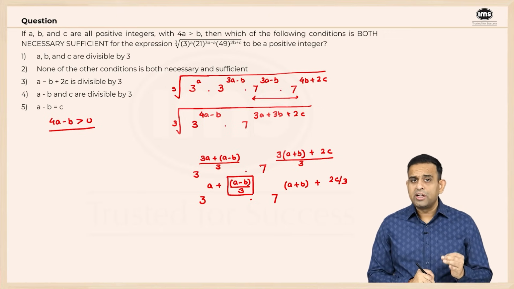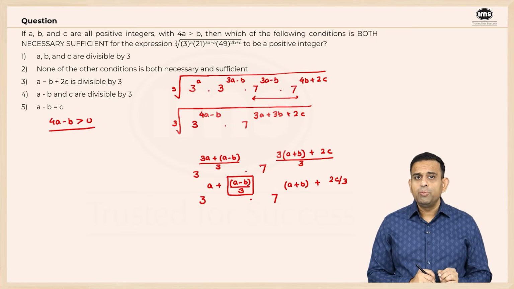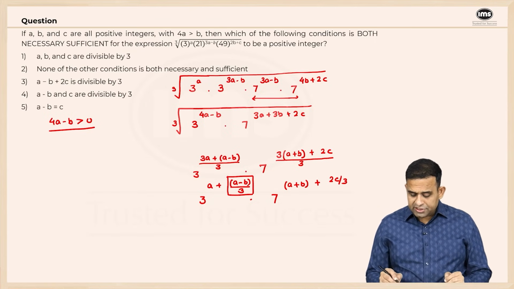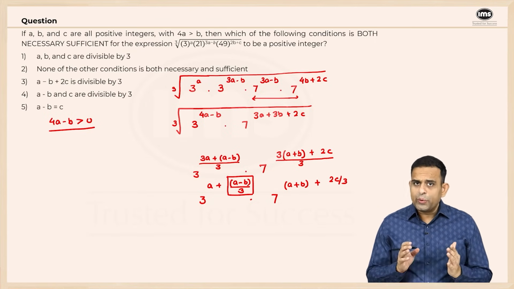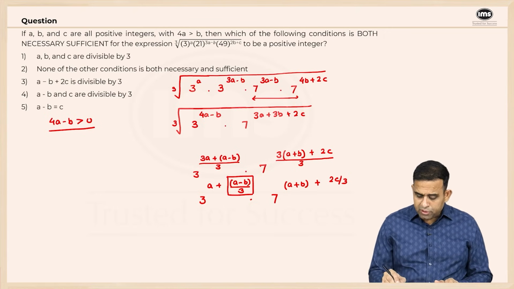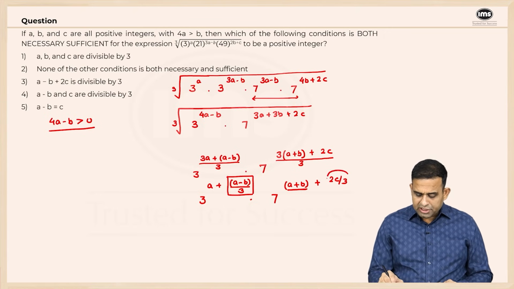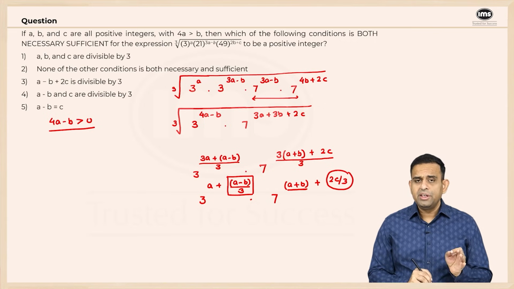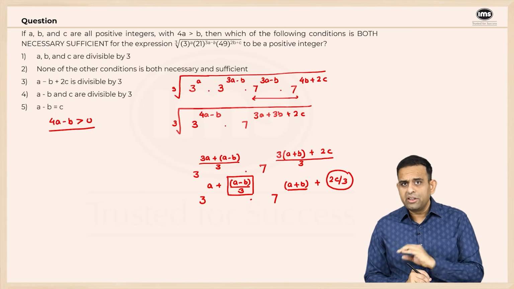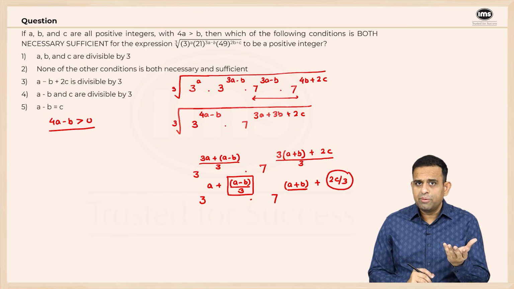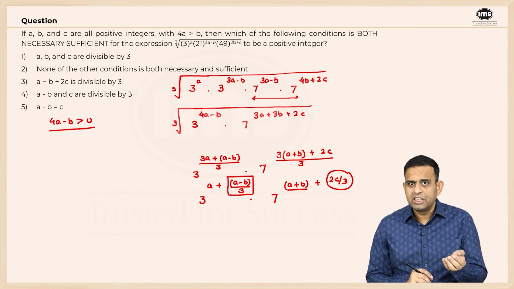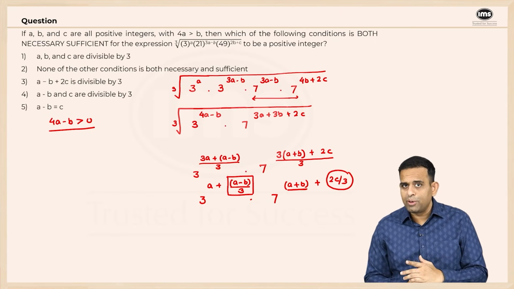So what you can say is that the term a minus b definitely needs to be a multiple of 3. At the same time, if I look at the power of 7, I don't have a concern with the term a plus b because this part itself is a positive integer. So the concern basically will be with respect to the term 2c by 3. Now for the term 2c by 3 to be an integer, a positive integer, one can say c needs to be a multiple of 3.